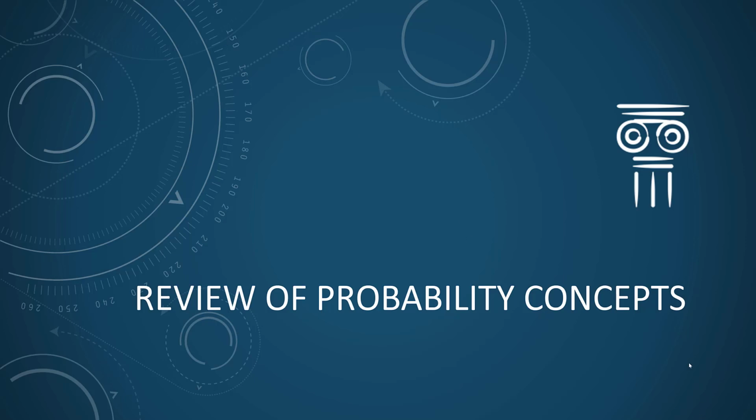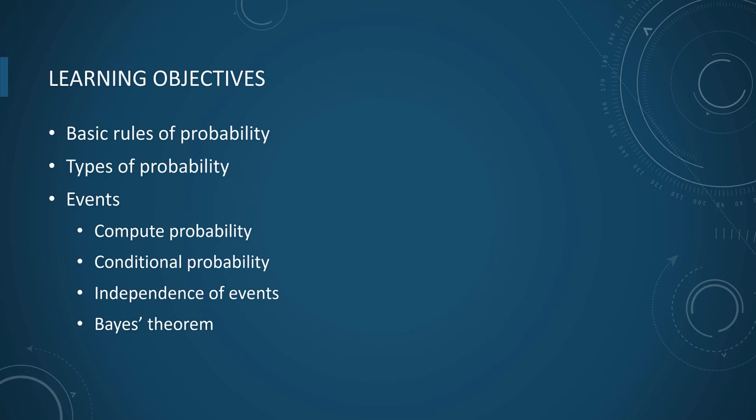We have two review modules before we actually start with the textbook, and this is the first of the two review modules, where we're going to review probability concepts. So we'll start with defining the basic rules of probability and the types of probability. And then we will look at events, how to compute probability of events, and conditional probability: given one event has happened, what is the probability of another event happening, and independence of events.